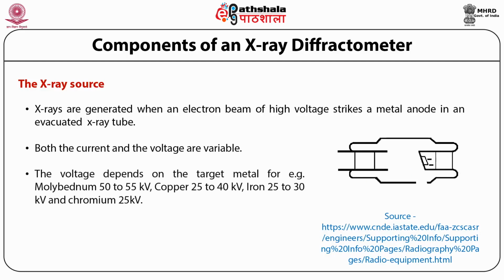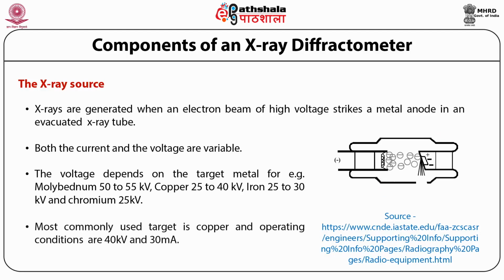The voltage depends on the target metal, for example, molybdenum 50 to 55 kilovolt, copper 25 to 40 kilovolt, iron 25 to 30 kilovolt, and chromium 25 kilovolt. Most commonly used target is copper, and the operating conditions are 40 kilovolt and 30 milliampere.